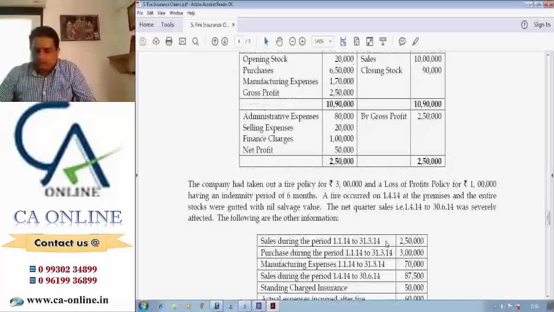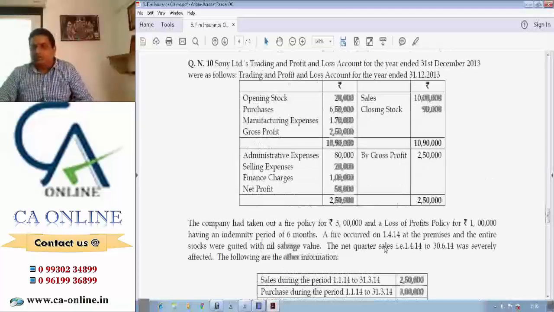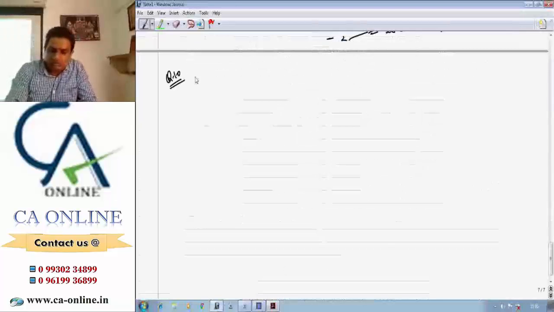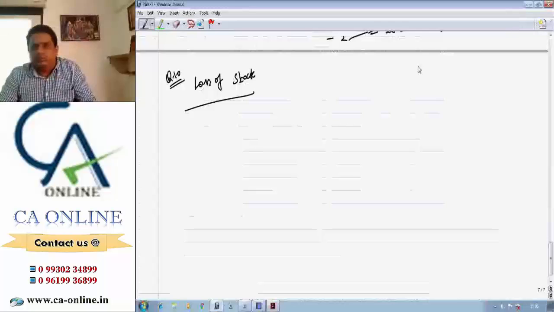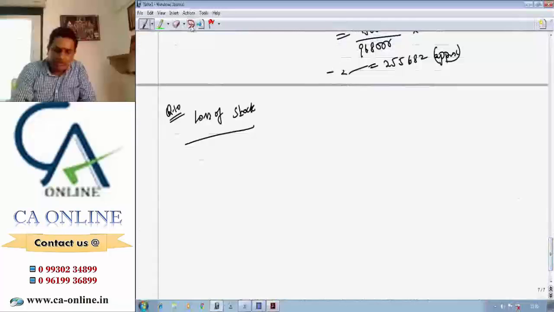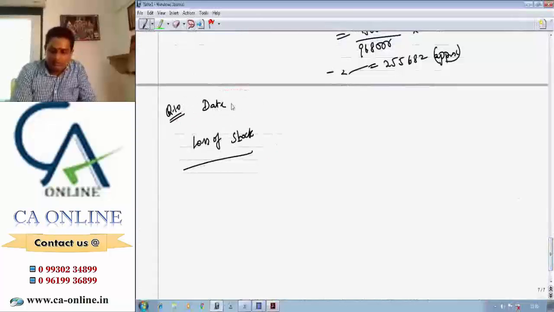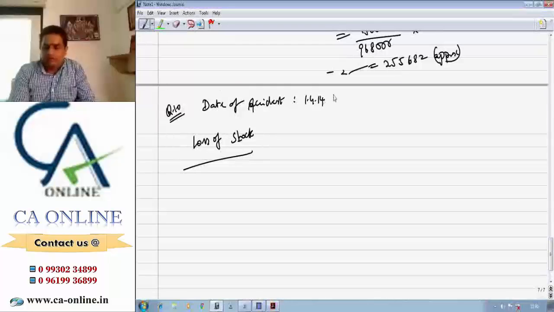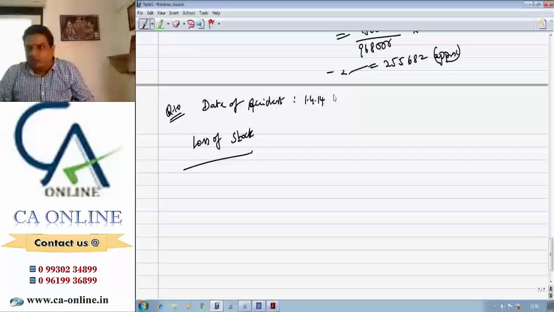So first we will try loss of stock. How many steps are there? 4 steps. Step 1, GP ratio. First you need to make note of the date of accident, because prior to this date it is a loss of stock problem, and after this date it is a loss of profit problem.